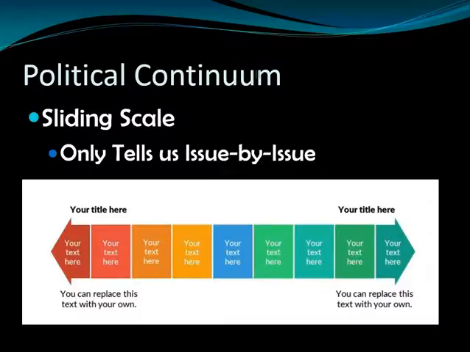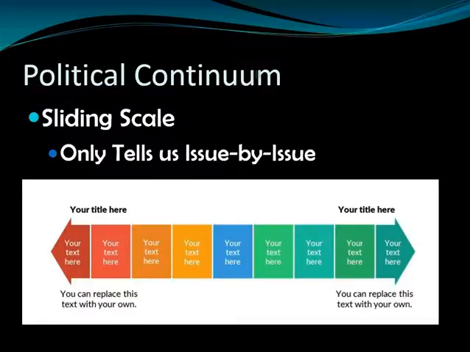The other limitation of a political continuum is it only tells us issue by issue. It doesn't tell us absolutely what a person is or isn't. It tells us what a person is or isn't based on those issues. So if I were to give you a continuum quiz that's only 5 questions long, the only thing that it could identify is our position on the continuum based on those 5 questions. The more questions you have, the more accurate of a picture you can get.